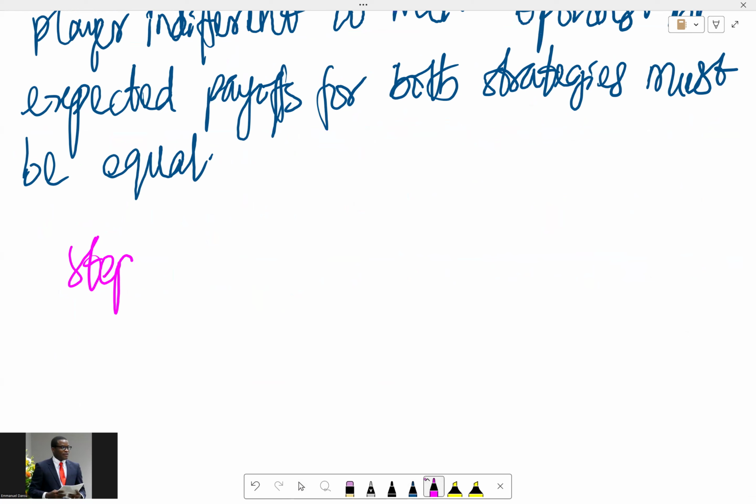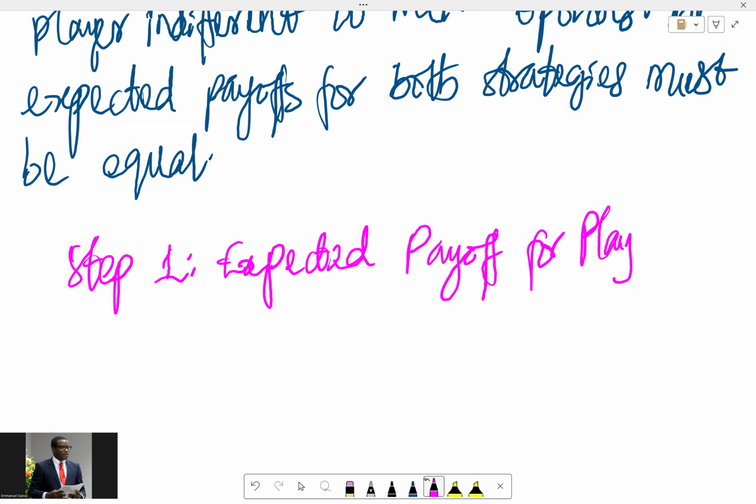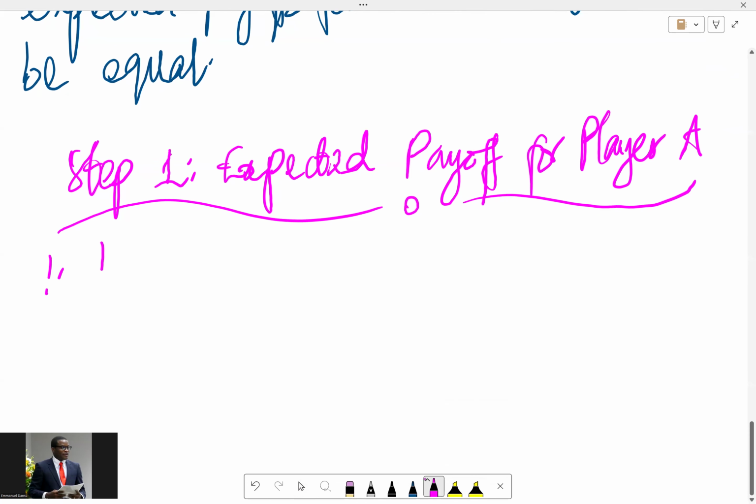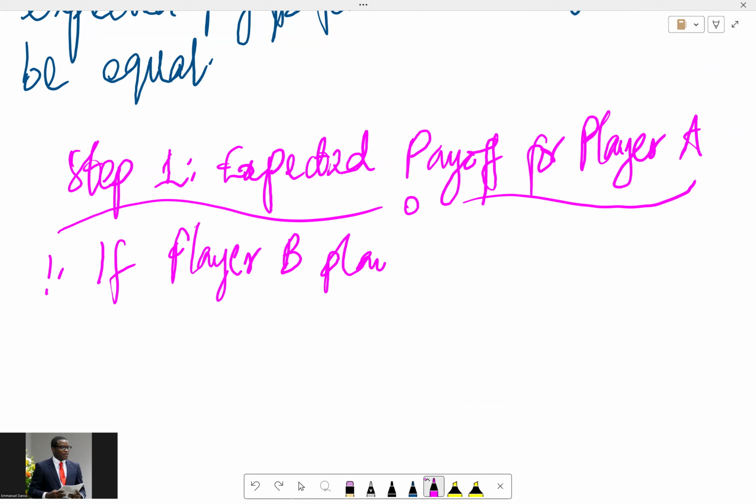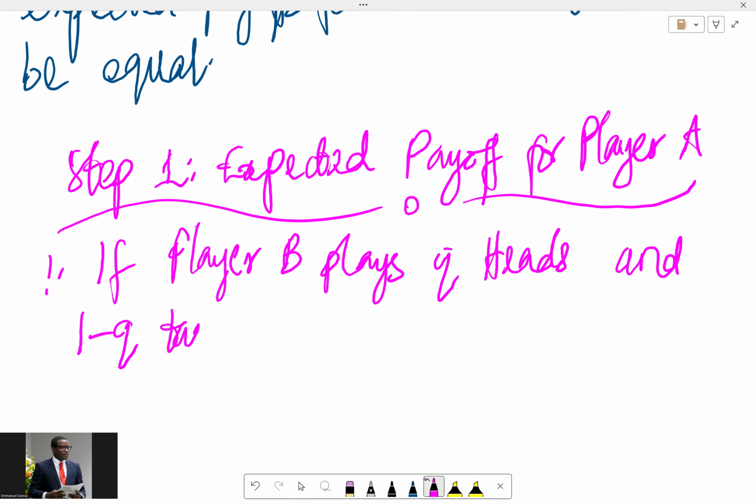So step one now, let's look at the expected payoff for player A. First of all, if player B plays Q heads, Q is the probability of playing heads, right? And 1 minus Q tails. Q heads and 1 minus Q tails.